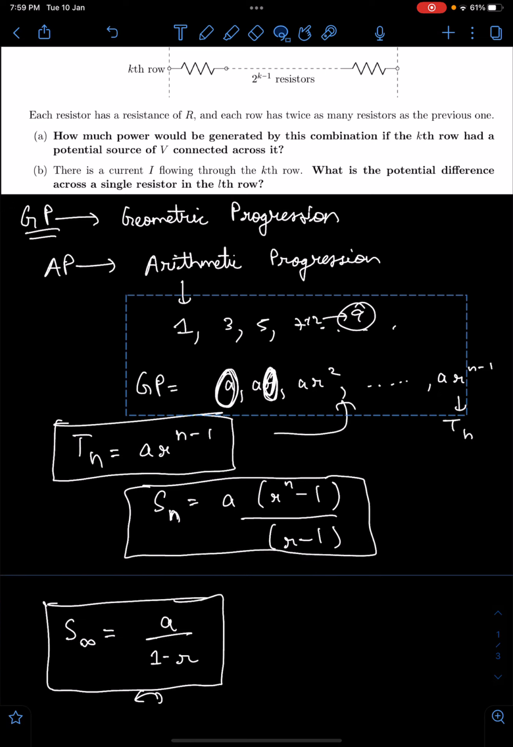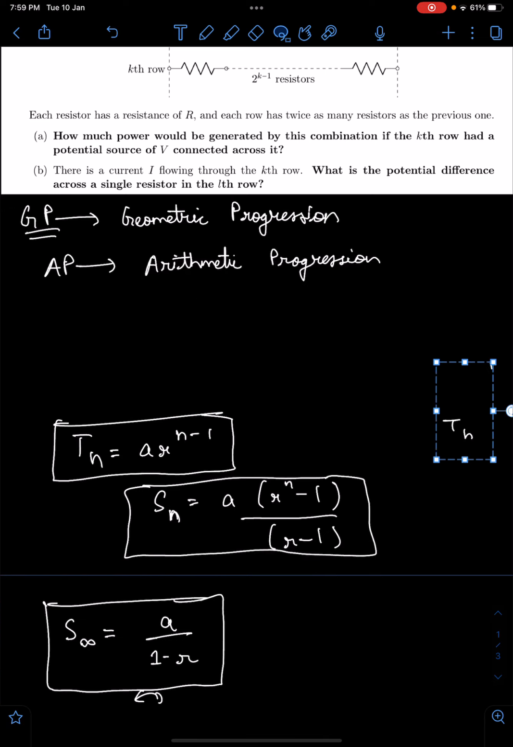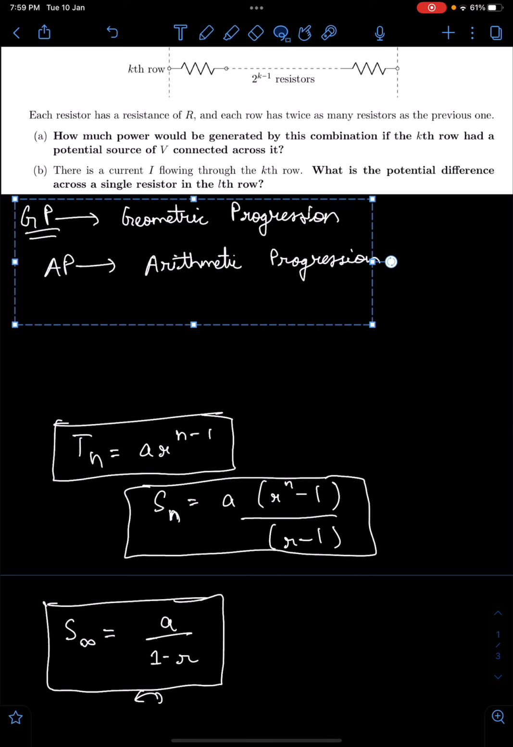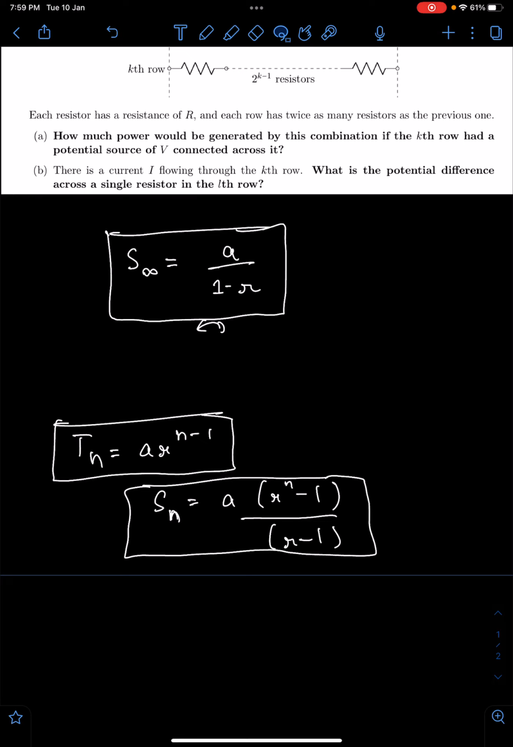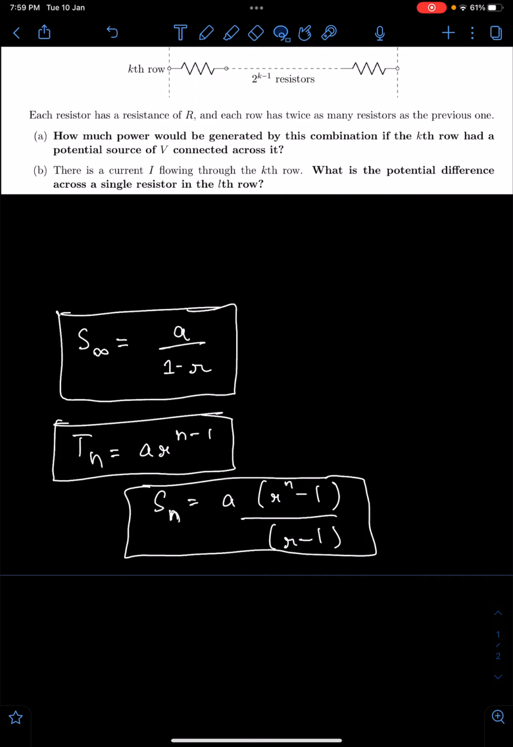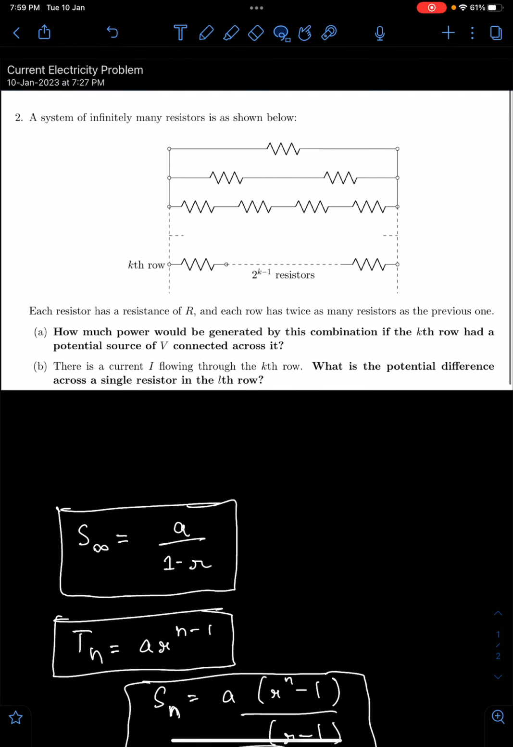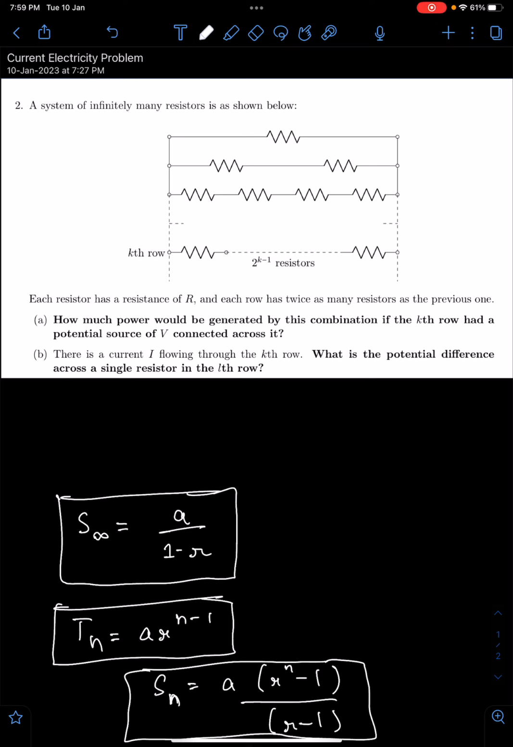So we would not be requiring all these for all this. Yeah, so now we have learned the concept of GP. So let's read about the problem.